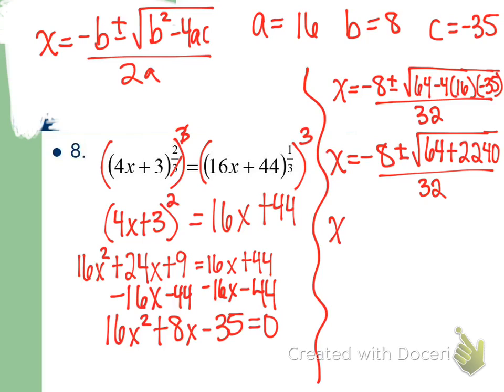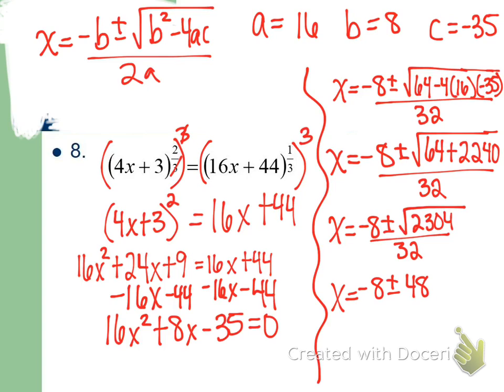Now we need to add 64 to that. So we've got negative 8 plus or minus the square root of 2,304. What's the square root of 2,304? 28? 48. That sounds better. So we have negative 8 plus or minus 48 over 32.